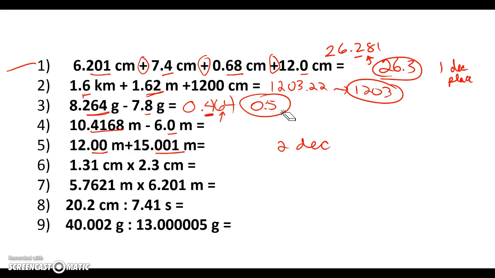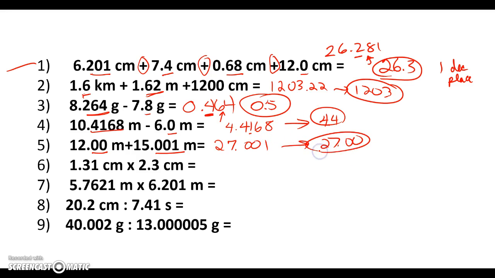This one, 10.4168 minus 6.0. We said 1 decimal place. Here's my calculator answer. Well, guess what? 1 decimal place is just 4.4. I don't have to round up. This will have 2 decimal places, right? This is my calculator answer, 12.00, or 27, excuse me. So 2 decimal places, looks like that.